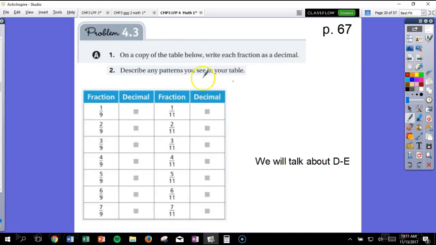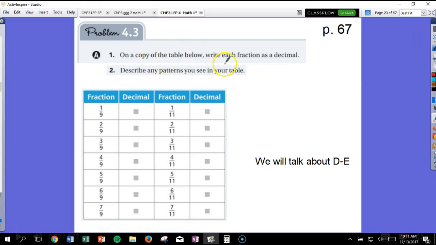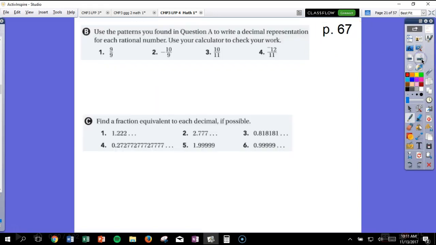Okay, looking at the problem, on a copy of the table below, write each fraction as a decimal. So we're going to go through 1 divided by 9, 2 divided by 9, and so on and so forth, 1 divided by 11, 2 divided by 11. Fill all of this out, and most importantly, describe any patterns you see in your table, okay? Again, this gets started on page 67.